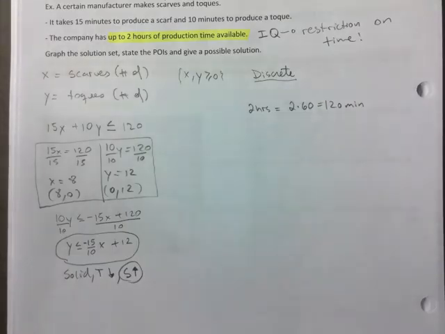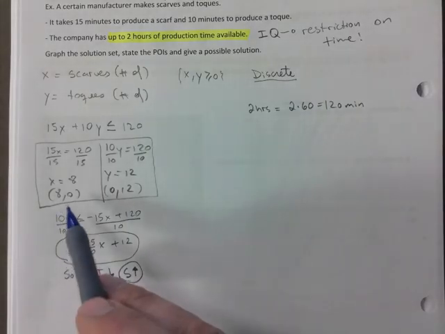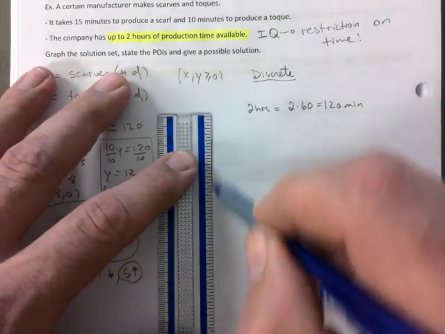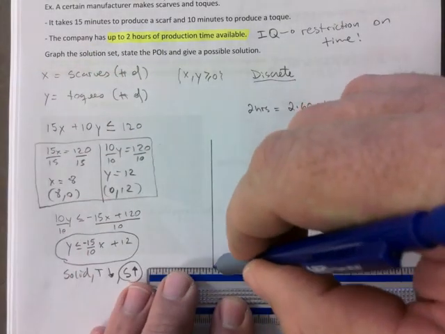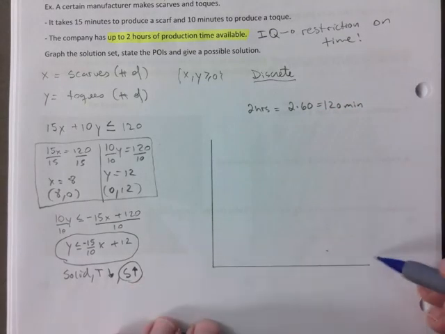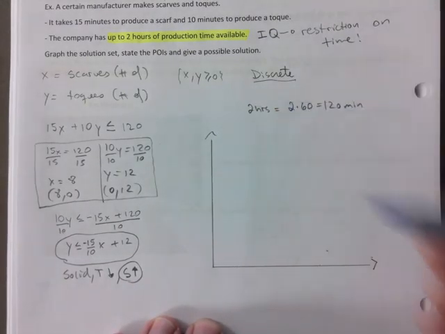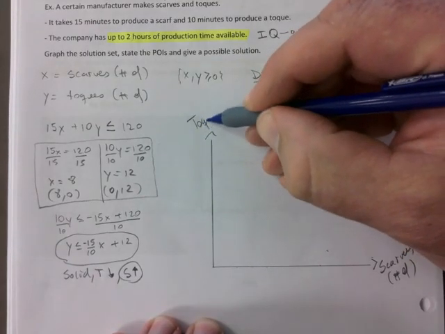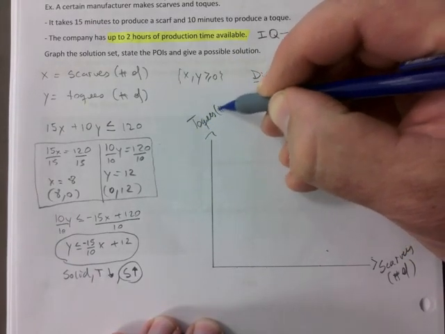So you have to graph this one from scratch. Look at your intercepts to guide you. This one will fit in a 10 by 10 grid. So just using a ruler. Quite often I provide you with one. And now this is where it changes: scarves, number of, and toques, number of.